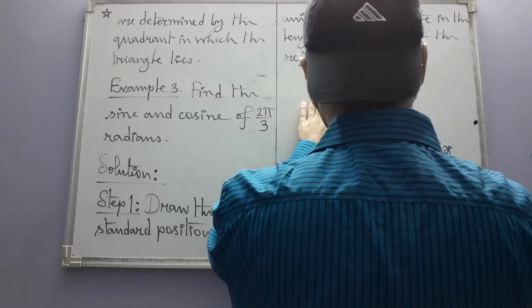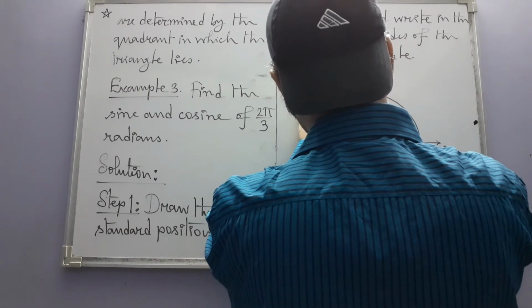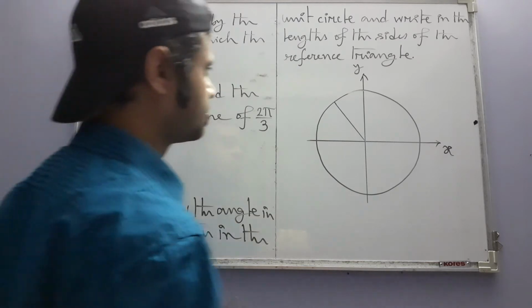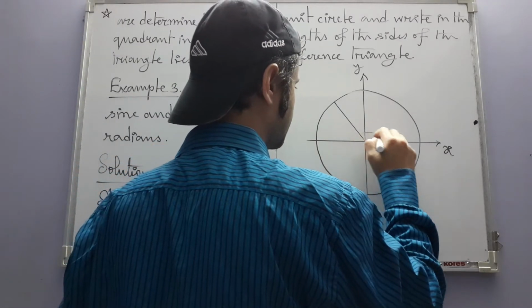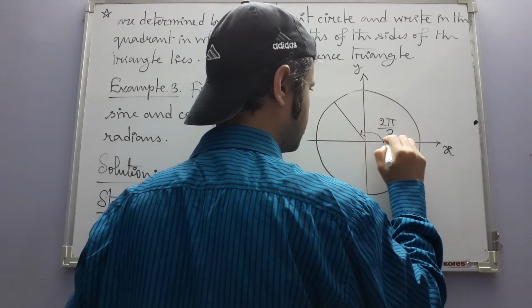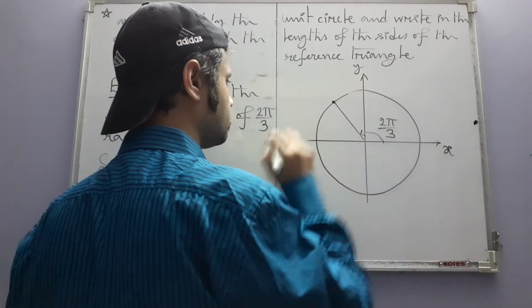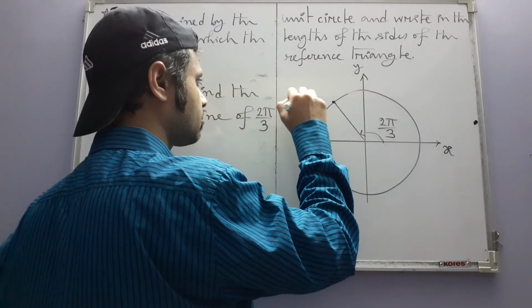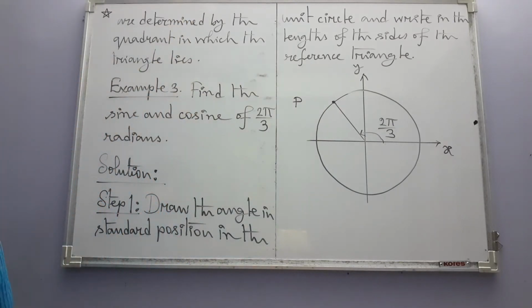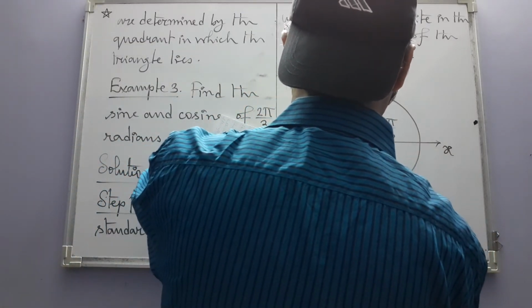So without thinking too much about 120 degrees, I am just simply in general drawing a line like this. So say this is my 2 pi by 3 radians. So this is P (x, y), and we have to draw the reference triangle. So the reference triangle will look like this.